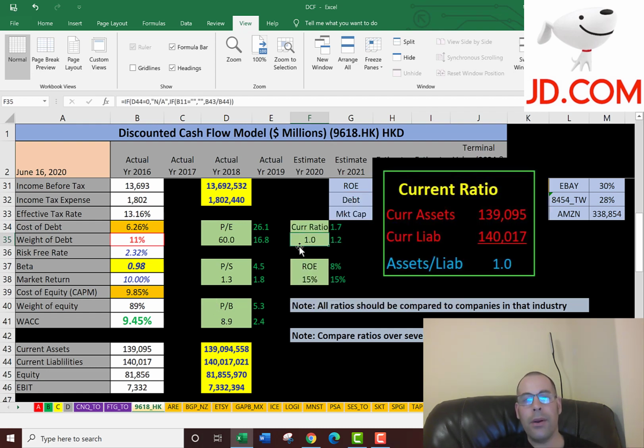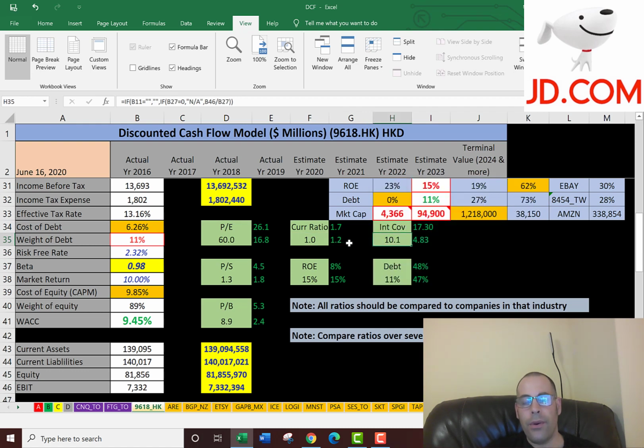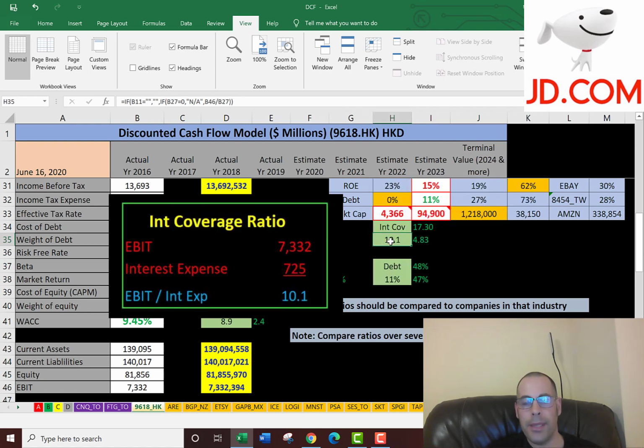They have an okay current ratio. They could almost cover their current liabilities. They're a little tight there, but they only have 11% debt, so if they need to borrow more, it's not too bad. ROE is not so great. That's net income over equity. Interest coverage ratio is fine. They can cover their interest payments 10 times.